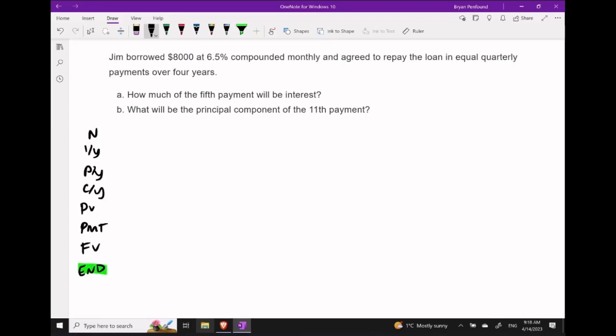Since we're not given the payment size here, we are going to have to do a little bit of work with our calculator in order to determine that. To keep things simple, let's take our calculator to be in end mode. We know that Jim has borrowed $8,000, so we'll take that as a positive $8,000 for our present value. We're going to pay off this loan, so the future value should end up being 0. We have interest that is 6.5% compounding monthly. We've agreed to make quarterly payments over the span of 4 years. So n should be equal to 16.